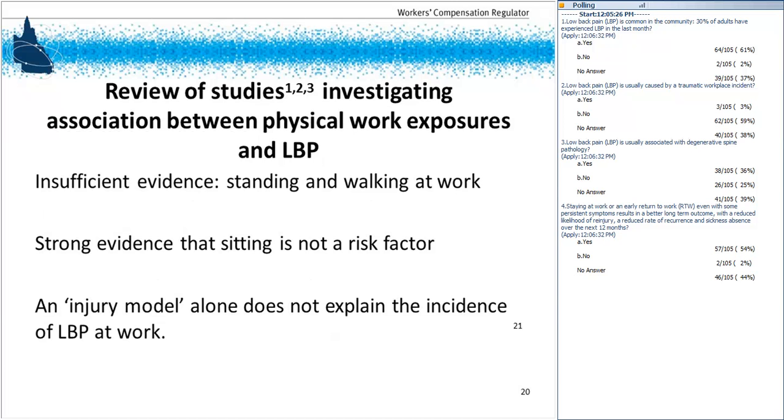So the studies have also generally indicated that there's insufficient evidence for standing and walking at work as a risk factor for low back pain, and there is strong evidence that sitting is not a risk factor for low back pain. So what conclusions have I drawn?